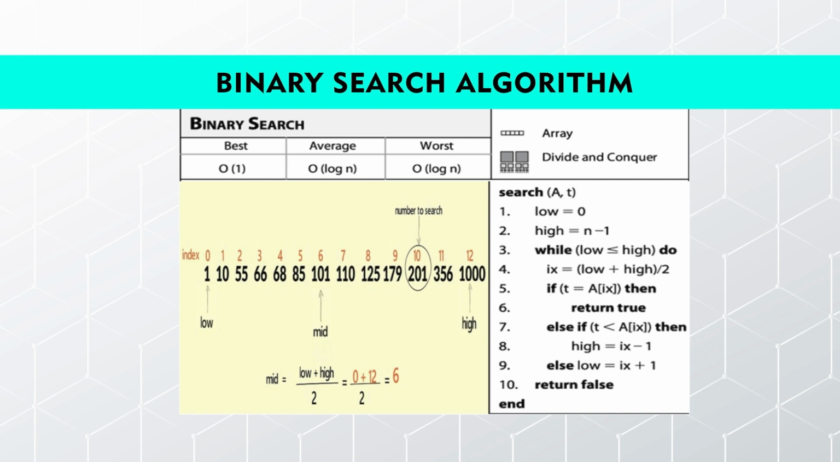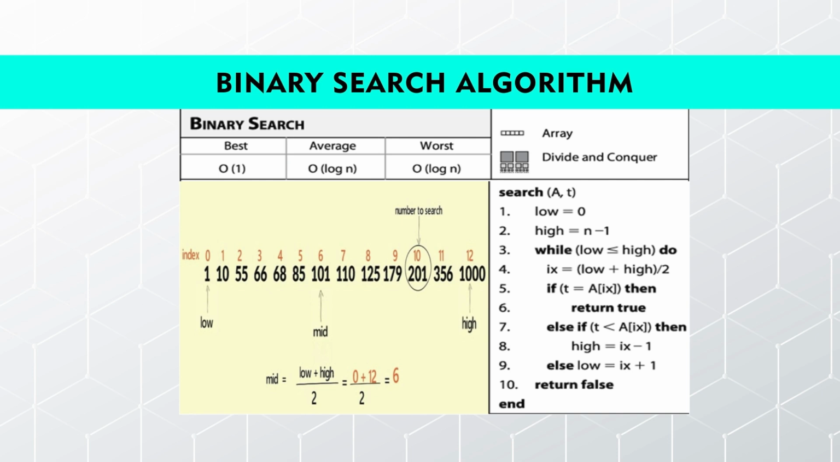Now let us see the algorithm at first, and then we will apply this algorithm to solve this problem again. So the function has two arguments passed. Say t is the term to be found in an array A. The indices are low equal to 0, and high equal to n minus 1. 13 elements are there, so 13 minus 1, that is 12.